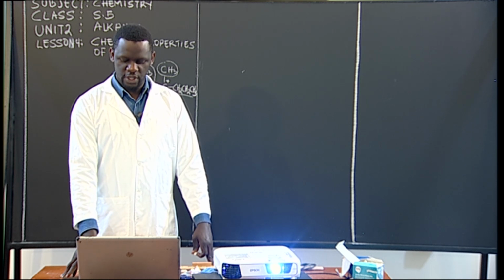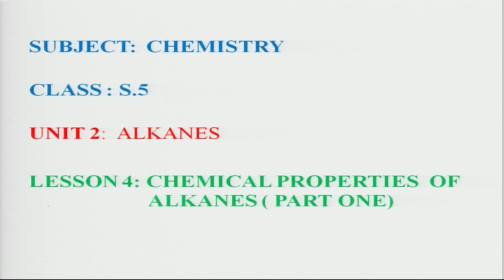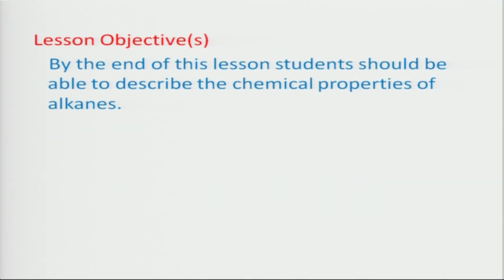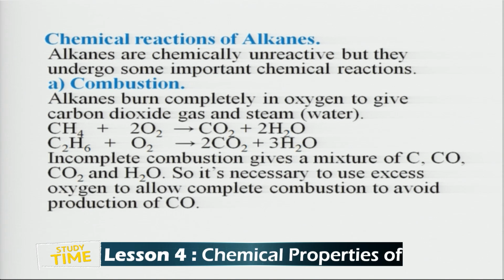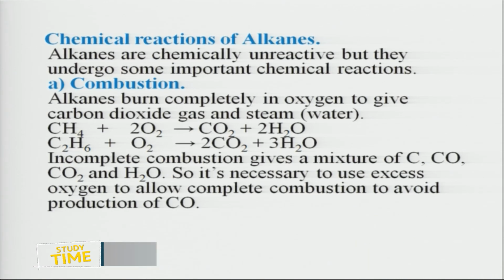So quickly, we are going to look at our lesson today. Our objective of this lesson is that you should be able to describe the different chemical properties of alkanes. When we discuss the chemical properties of alkanes, we actually talk about chemical reactions. We are saying that alkanes are not very reactive. But the first chemical reaction is very, very useful and very important. Our first chemical reaction is combustion.